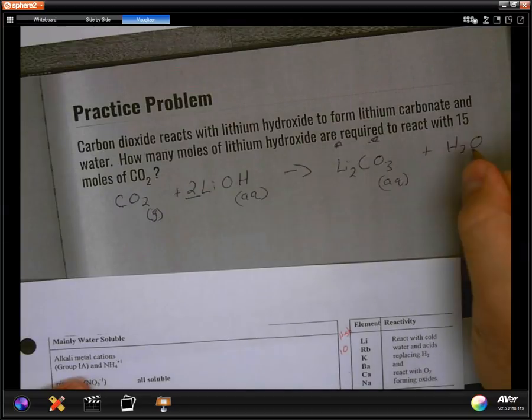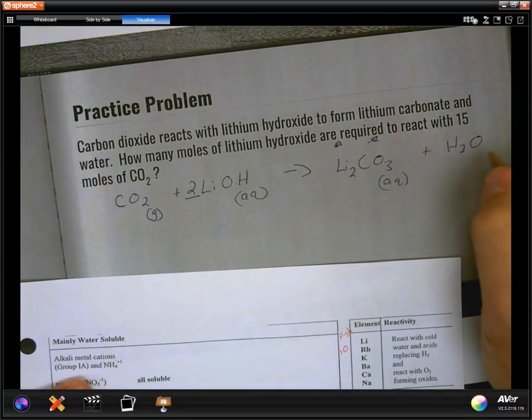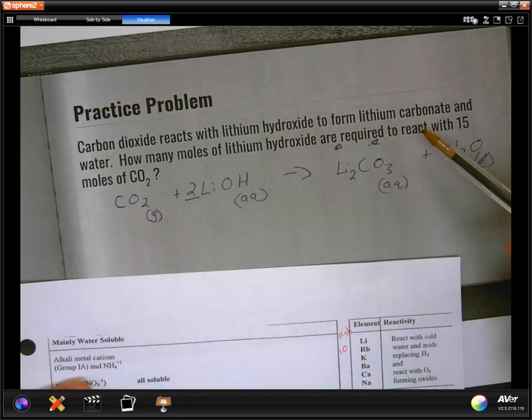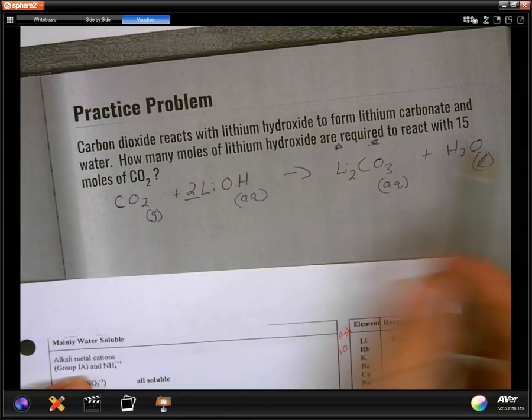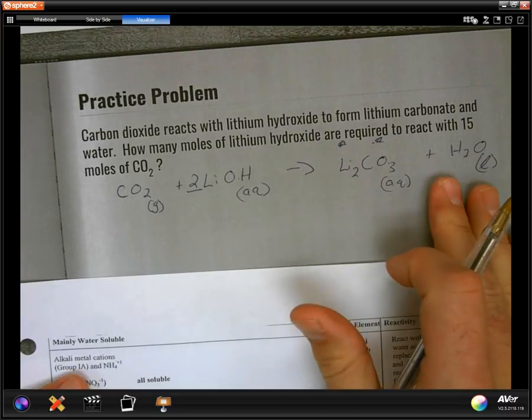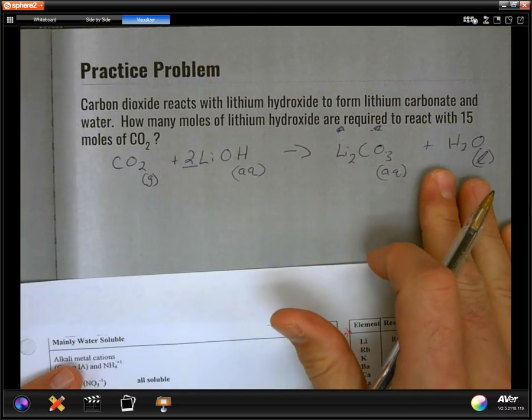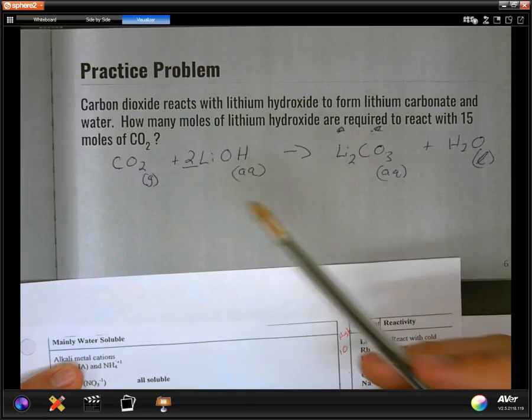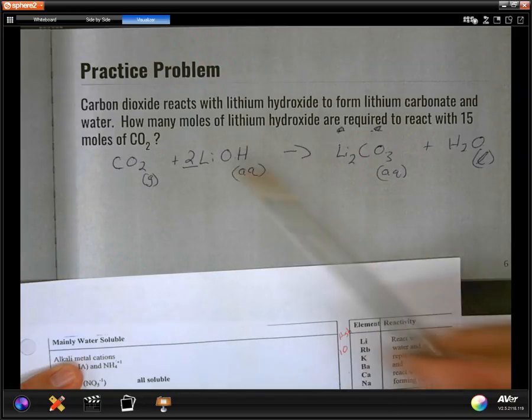And then if I look at my water, we would assume that's going to be a liquid. So unless I tell you we're at some weird temperature, we're going to understand it's in a normal environment, so it's liquid. So this is kind of a review of what we've done so far. Now we get into stoichiometry. Stoichiometry, again, is just the relationship between the reactants and the products.